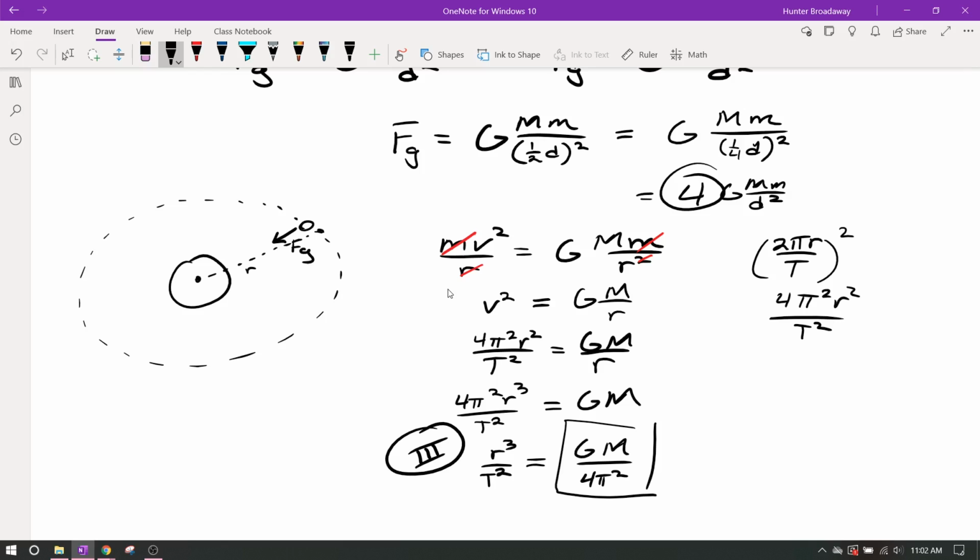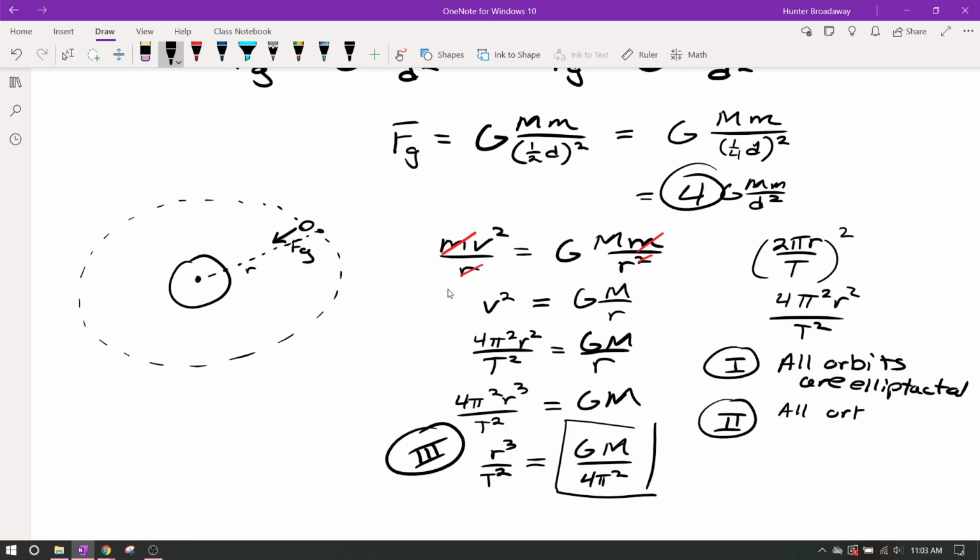Okay, the other two laws that he made were really easy ones. His first law was that all orbits are elliptical, which means they're ovals. Except a circle is an ellipse with an eccentricity of 0, so you can't quite rule out circles, but there's really no such thing as a perfect circle anyway, so there will always be a little bit of eccentricity involved. Second, all orbits cover equal areas in equal times.